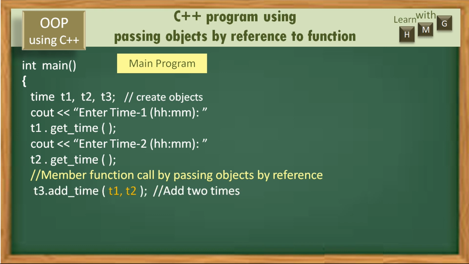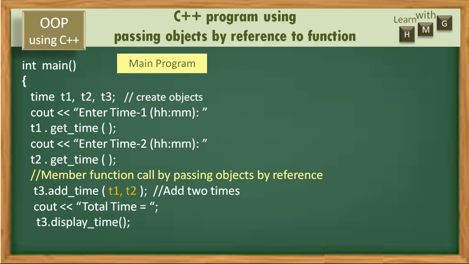So even though the objects are passed by reference, there is no change in the function call. You will not use here ampersand or the address operator. Only object names are required, T1 and T2. The calling object is T3 and the argument objects are T1 and T2. The total time will be displayed by calling display function by the T3 object.